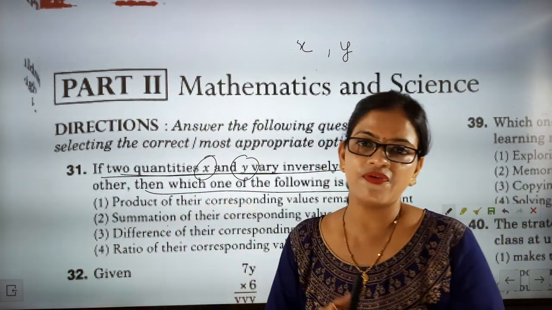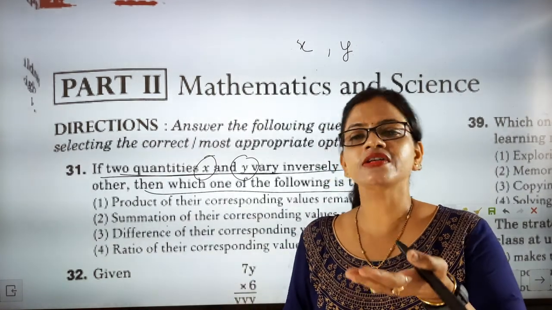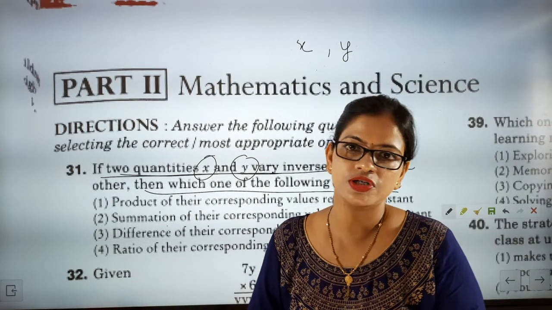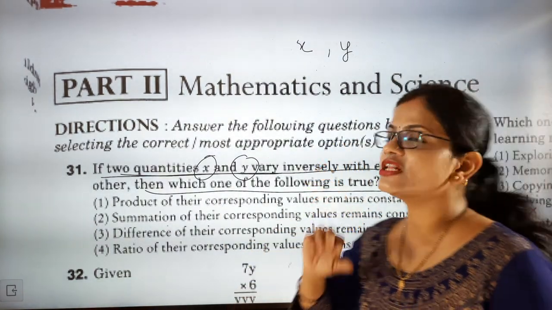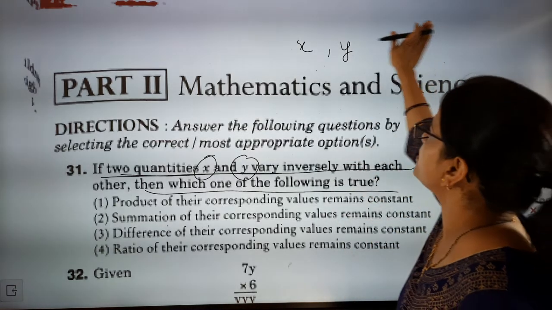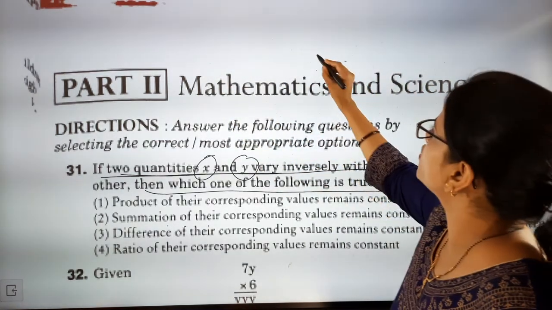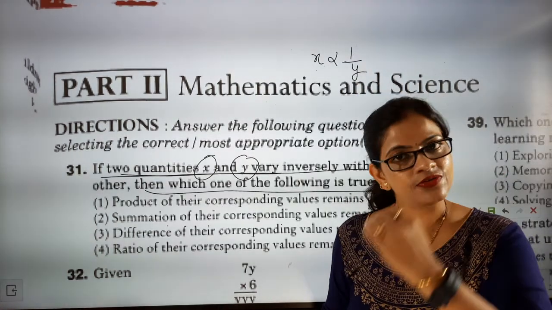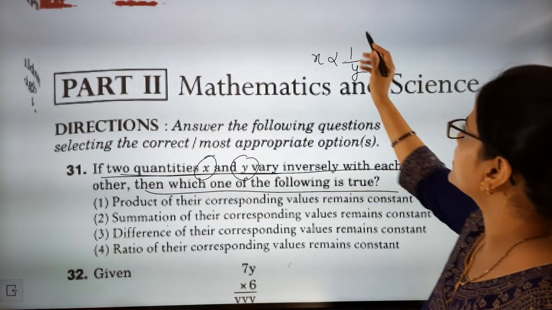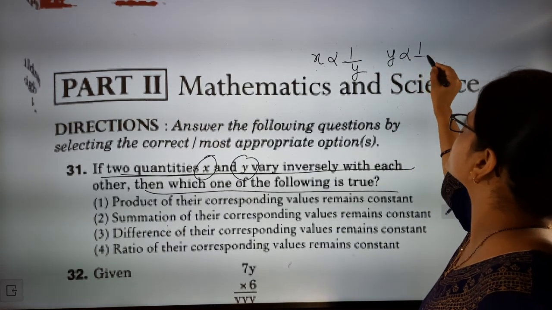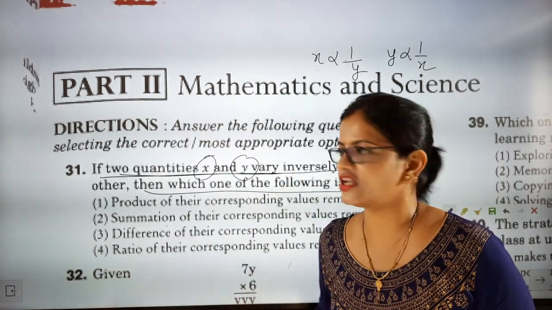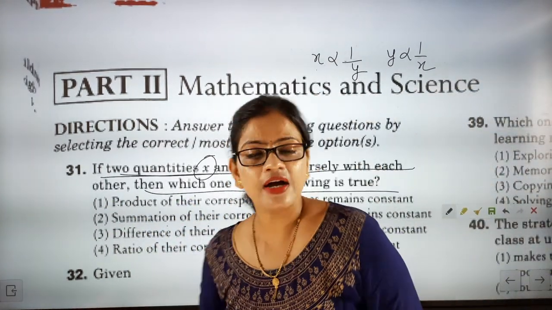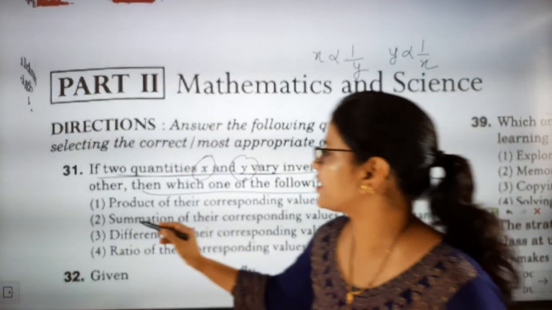See, there are two types of variations. One is when one is increasing, another one will also increase. That is called directly proportional. So here it is inversely proportional. Inversely proportional means x is inversely proportional to y, and y will be inversely proportional to x. They are telling like this in the statement. Now out of this, which one is going to be the correct answer?